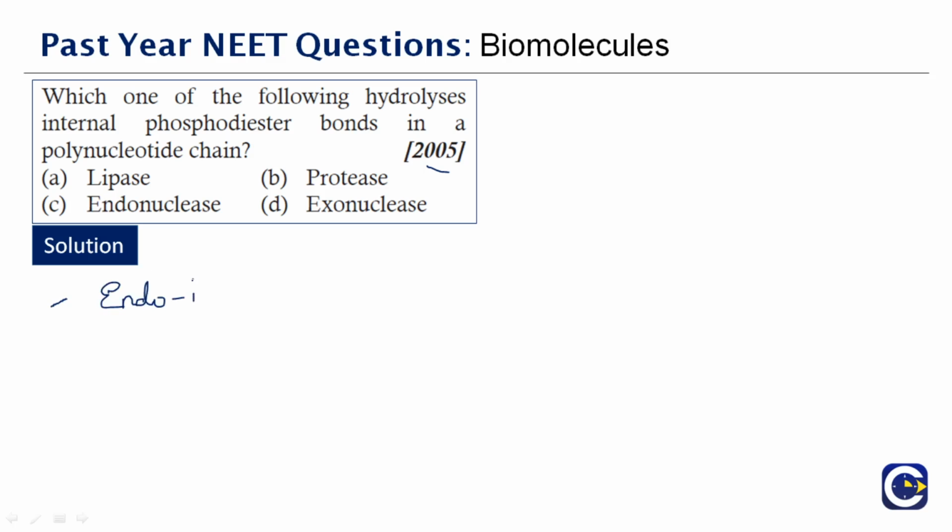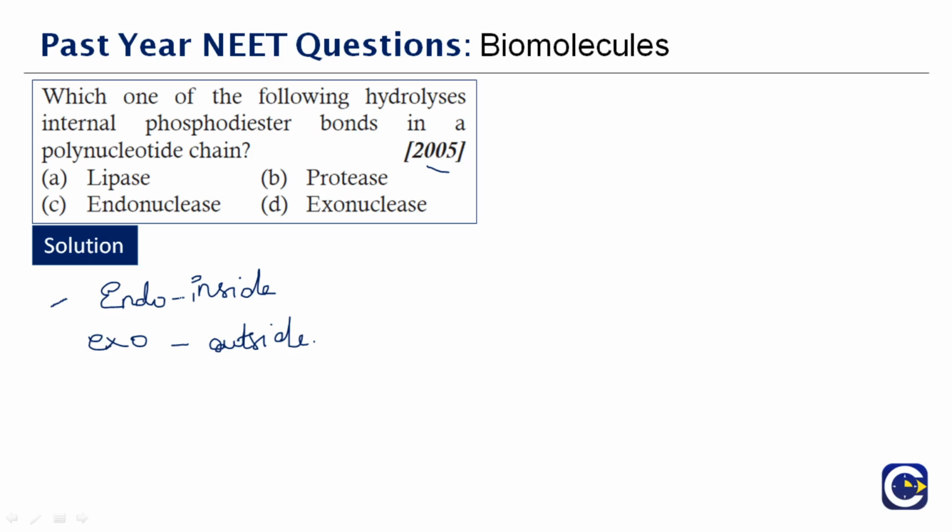Endo means inside and exo means outside. Here they are asking about internal, so it's very clear it should be endonuclease. When you get these kinds of questions, always remember to look for a keyword. A hint will be there in the question already. If you read the question clearly, I'm sure you'll be able to answer easily.